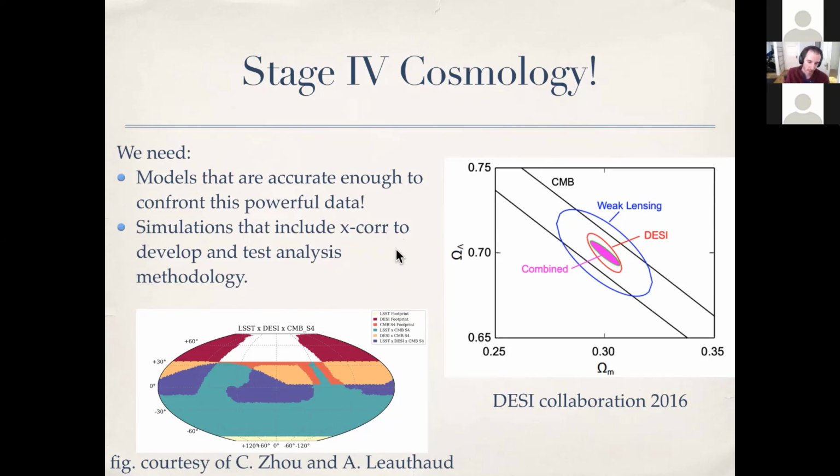In particular, something that I care deeply about is the cross correlation between the Dark Energy Spectroscopic Instrument data. That's the stage 4 survey that's just turned on, which I'll mention briefly at the very end, with other weak lensing survey data that's going to be taken by the Vera Rubin Observatory, the Legacy Survey of Space and Time, and lensing from an upcoming cosmic microwave background experiment, the S4 cosmic microwave background experiment. So we're going to need models that are accurate enough to confront this very statistically powerful data.